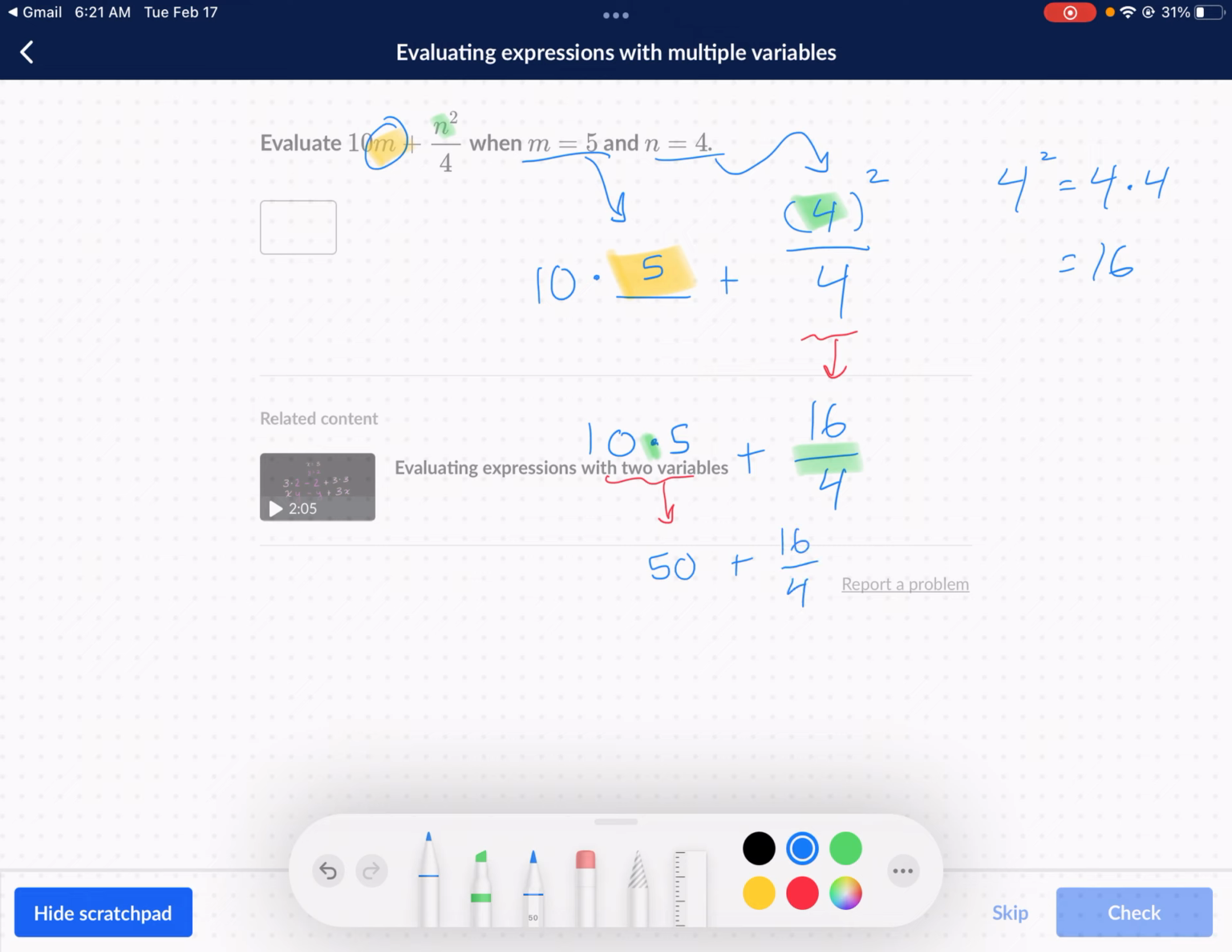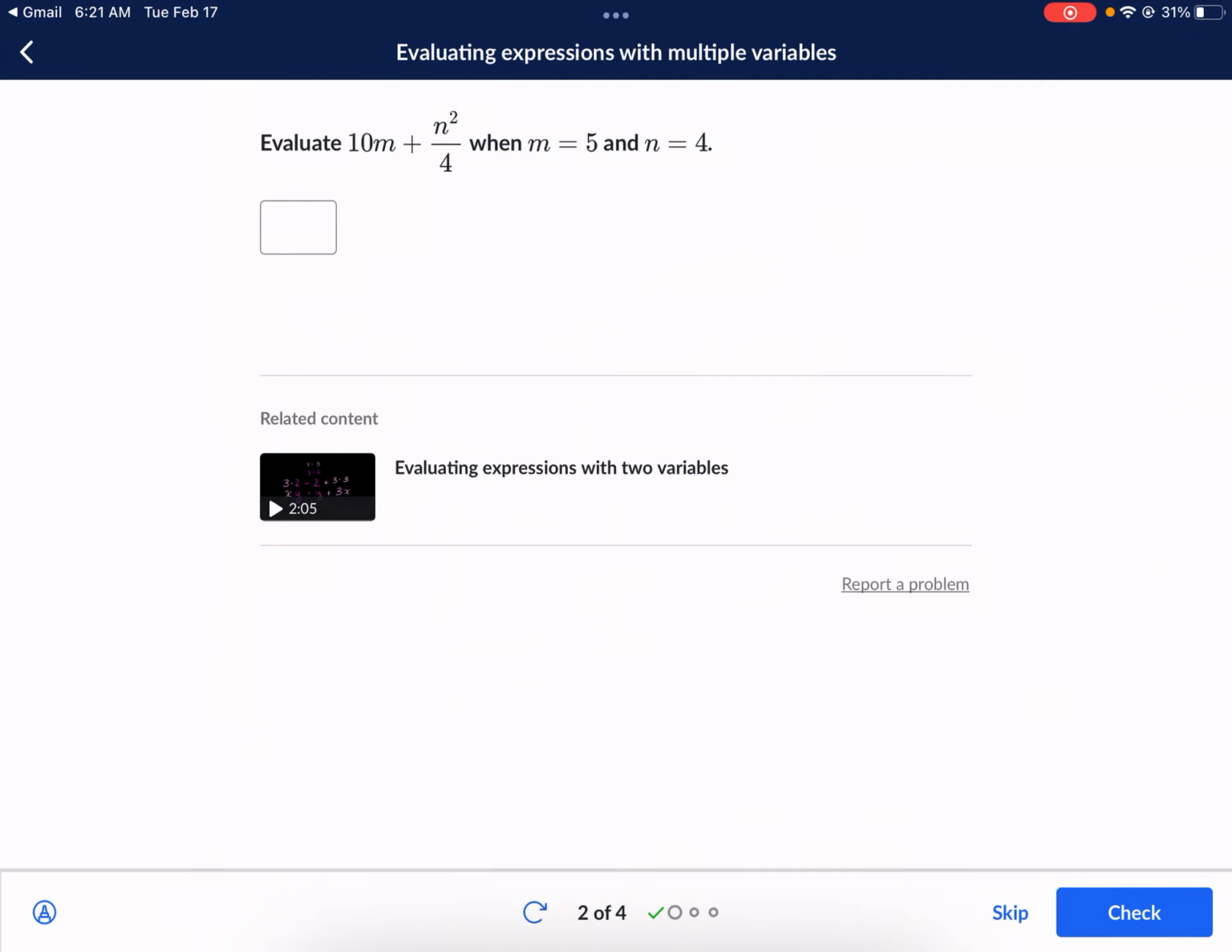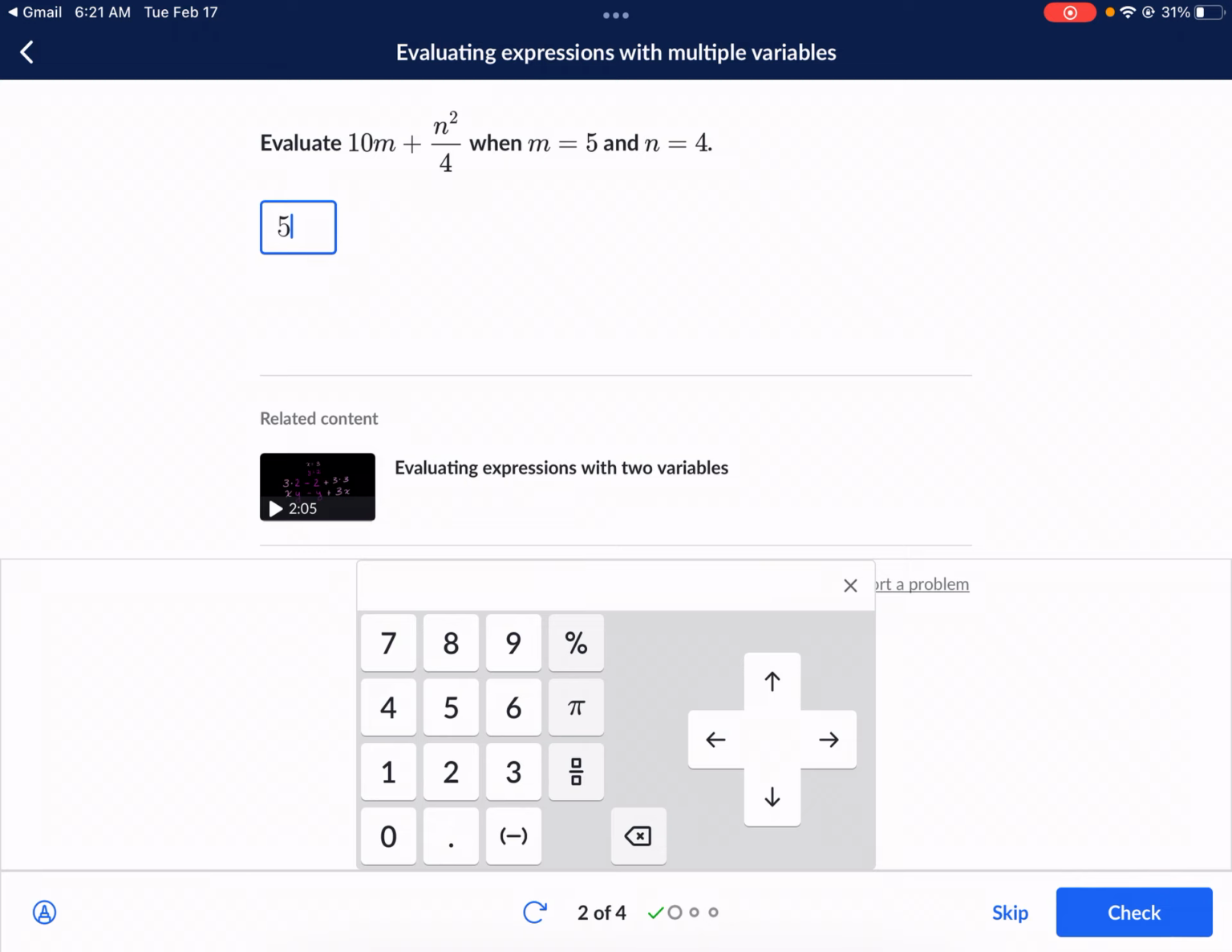I have addition and division next, so I'm going to do the division. 16 divided by 4 is 4. And I have plus 50, and then we have 54 when we add those two things together. And that's it. See how it's got this little funnel thing as we go from more complex to less complex. So 54 is our answer. We're going to put that in, 54, and we're going to move on.